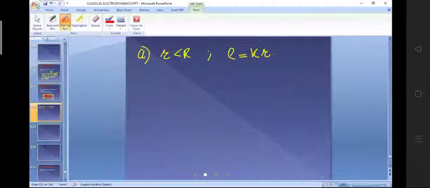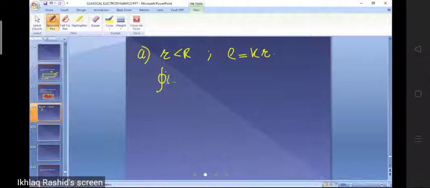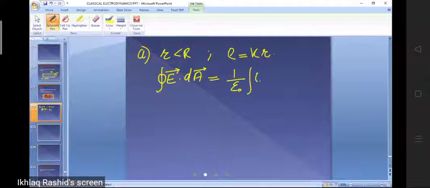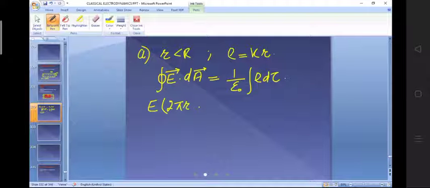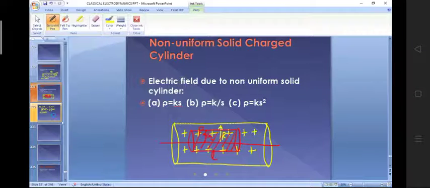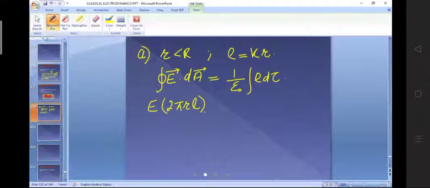Fine. So I will use Gauss law here. Integration of E dot dA will be equal to Q enclosed by epsilon naught. Q enclosed, instead of that we can write, beta, integration of rho d tau. Now this will in turn be equal to E multiplied by the lateral surface area of the Gaussian cylinder, and that lateral surface area will be equal to 2 pi small r multiplied by L. That is the circumference multiplied by the length of the cylinder. That will in turn be equal to 1 by epsilon naught.